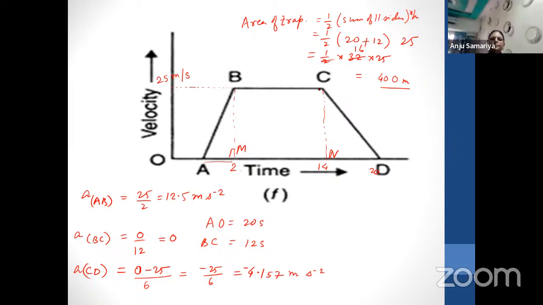And then the last one. This is 40 minus 20, so 6.